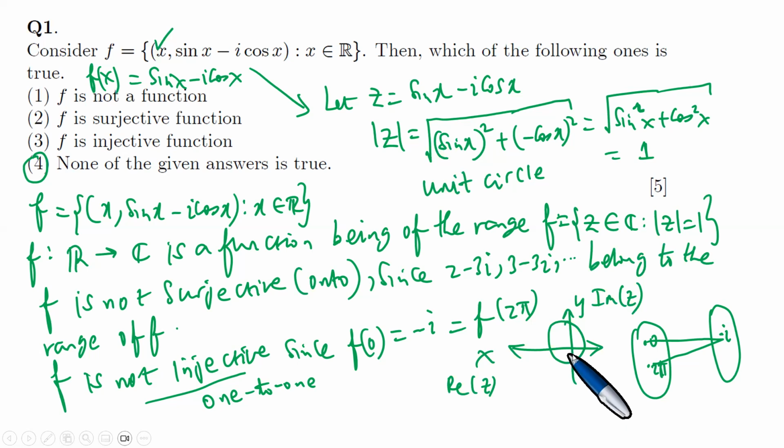And therefore, it is safe to say the most correct option here would have to be that none of the given options is necessarily true. As I indicated, the one-to-oneness would mean it doesn't go to the same image. From 0 it would go to its own image, and from 2 pi it would go to its own image. I'm sure we're going to have a detailed discussion on this. All right, so we continue.